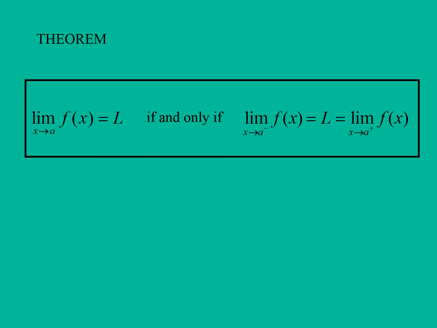If we have the limit of f of x as x approaches a equals some number L, we know then that the one-sided limits equal L also. And conversely, if the limit of f of x as x approaches a from the left and the right equals some number, we know that the limit of f of x as x approaches a equals that number. And this is one of the ways we prove that a limit exists, by using the one-sided limits.